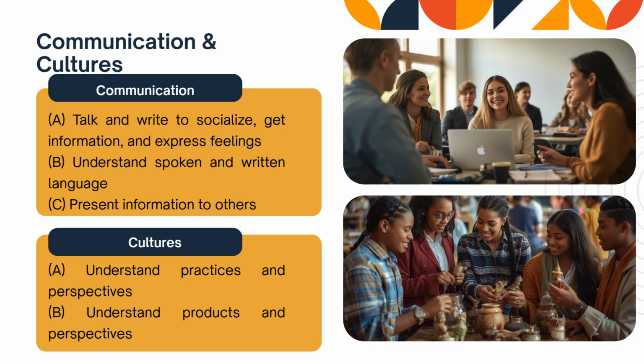First up is communication. This is the engine of language learning. The TEKS breaks this into three distinct modes, and you have to master all three to move up a level. Strand A, interpersonal. This is the back and forth. Think of it as a tennis match. You talk and you write to socialize, get info, and express feelings. At level 1 Spanish, you're saying, "Hi, how are you? I like pizza." By level 4, you're negotiating a solution to a problem or debating a current event.